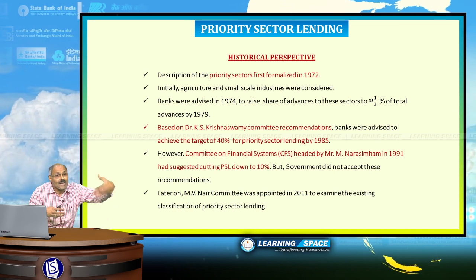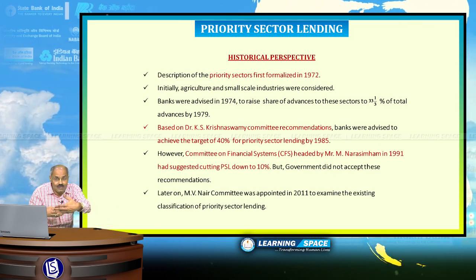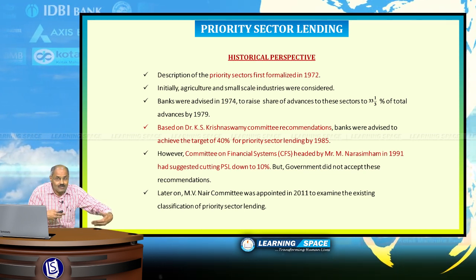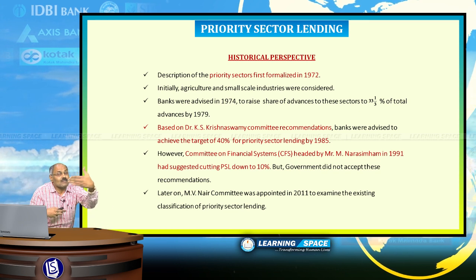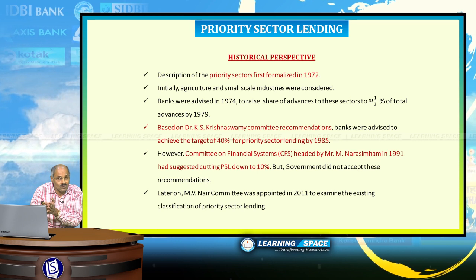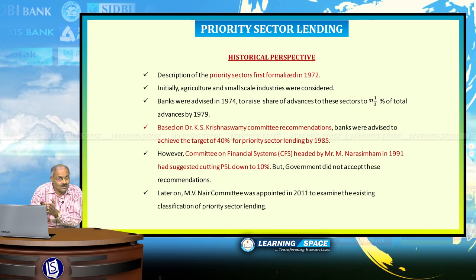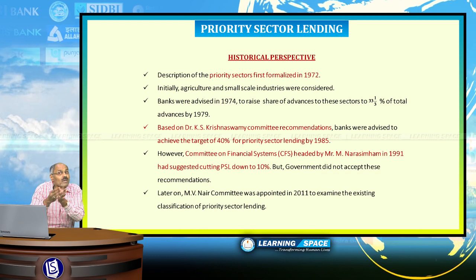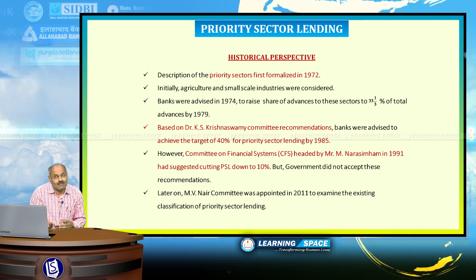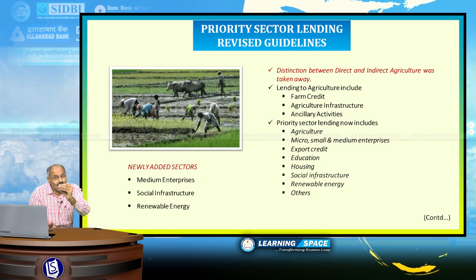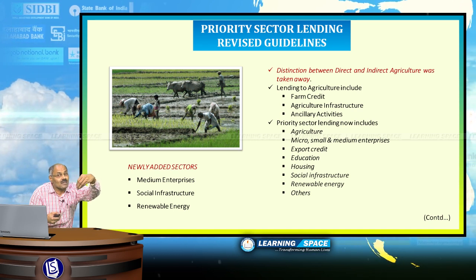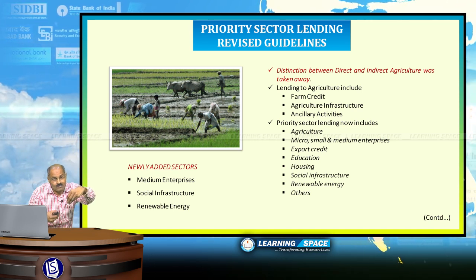And subsequently, the M.B. Nair committee was also associated with certain recommendations with regard to priority sector lending, and in between different guidelines were issued, and the recent guidelines pertain to April 2015. In April 2015, RBI gave revised guidelines, and I would like to tell you the major changes which were brought in as per the 2015 revised guidelines.